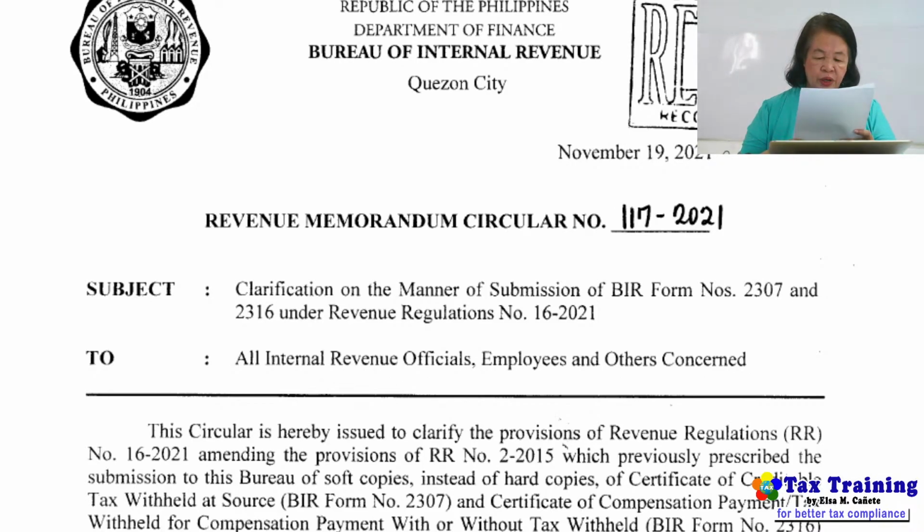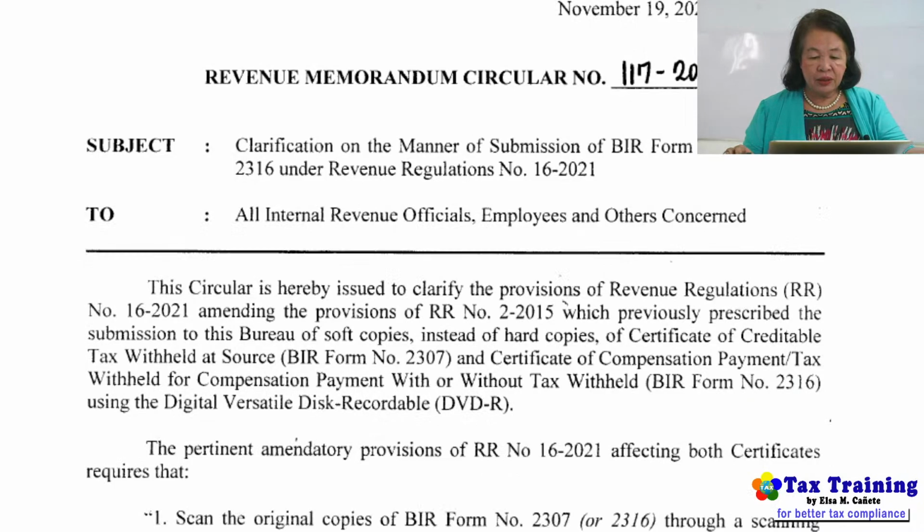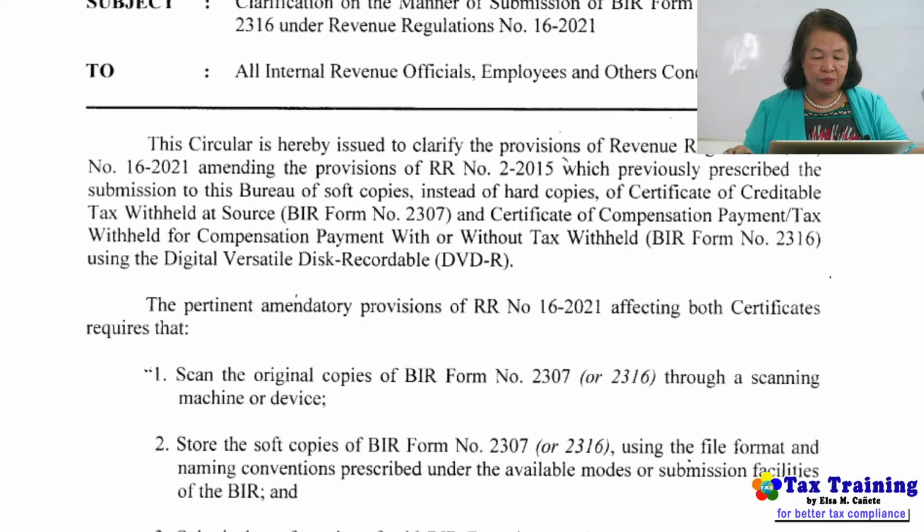On how to submit in soft copy. According to them, you start with scanning the original copies of the BIR form 2307 and 2316. And then once there is already a soft copy of the BIR forms, then using the file format and naming conventions prescribed under the available modes of submission facilities of the BIR, you submit the soft copy.